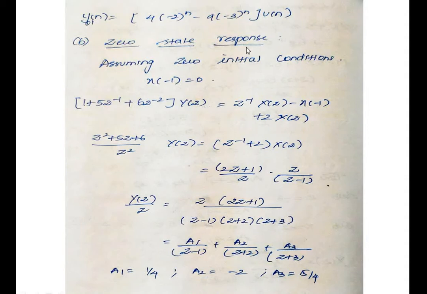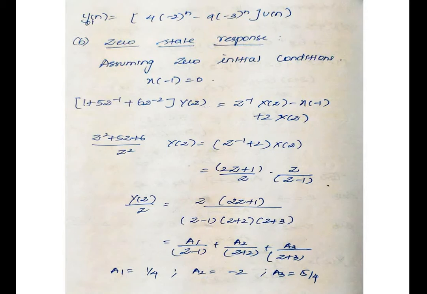For zero state response, what we'll have to do, we will consider the input, but we will assume the initial conditions as 0. We will also assume x of minus 1 to be 0. So here when we take Z transform, we have a difference equation in the question, right? So when you apply Z transform to your difference equation, direct Z transform you can apply.